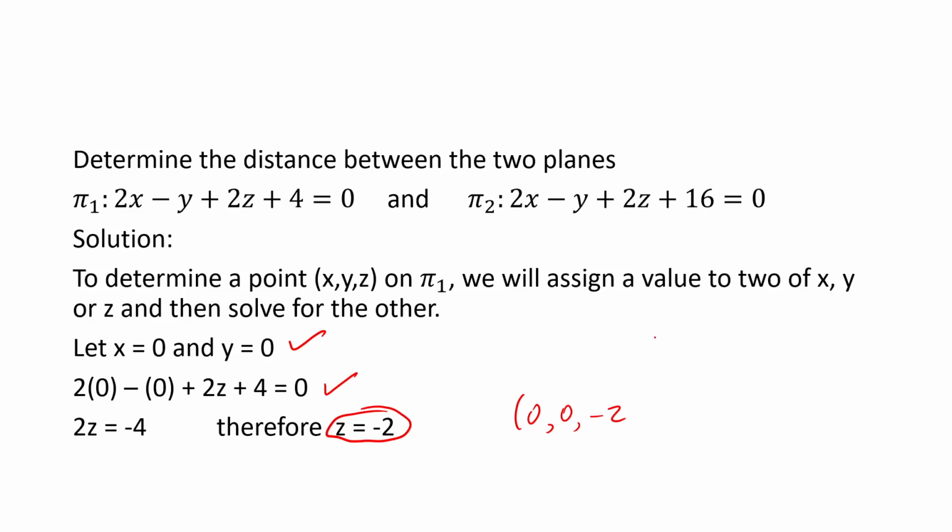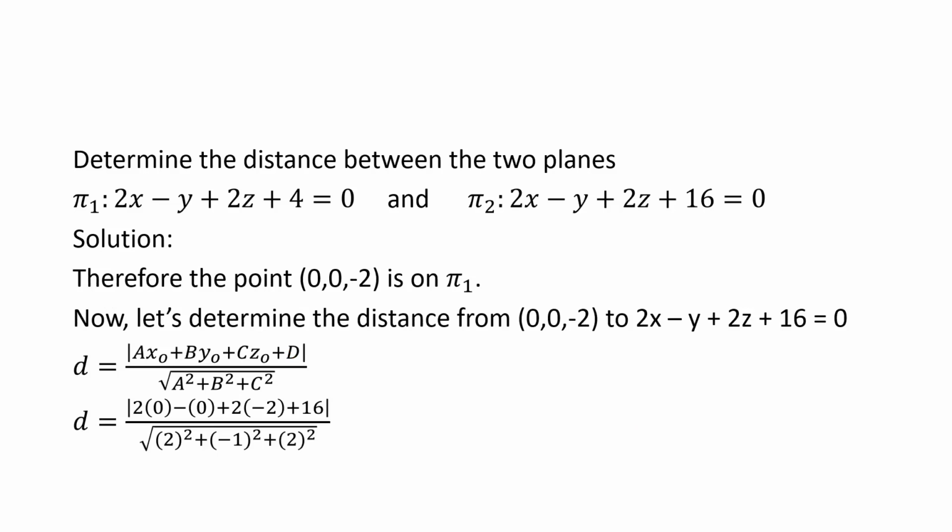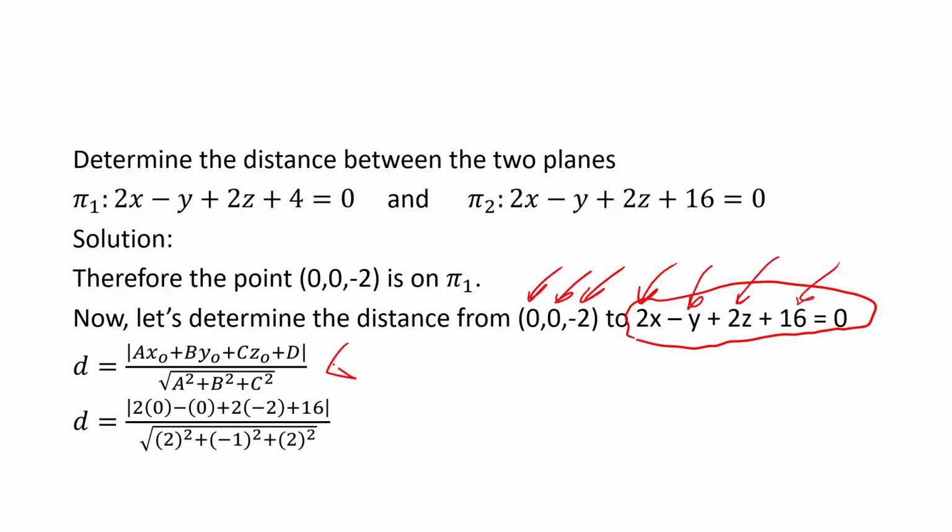And all I'm going to do now is try and find the distance from the point (0, 0, -2) to plane 2. So plane 2 has the equation shown here, and so I've got my values of A, B, C, and D. And I've got my values of x naught, y naught, and z naught. And I plug those into the formula.